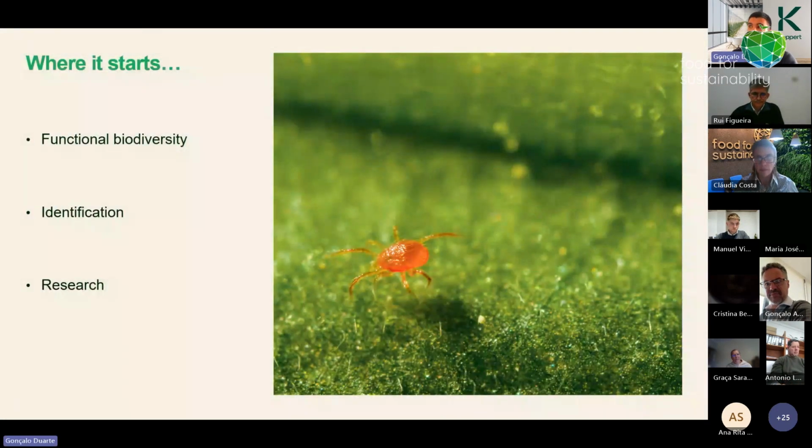Now, the key message here that I would like to bring today to you all is to really connect our activity to what the main topic of today, which is functional biodiversity. We generally tend to define functional biodiversity within agriculture as the biodiversity that actually provides a service to the grower.